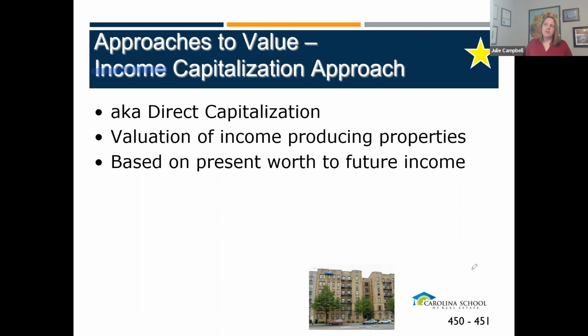And the basis of the income capitalization approach says the value of the building is determined by how much income it produces. How much income does it make? How much rent do you collect?